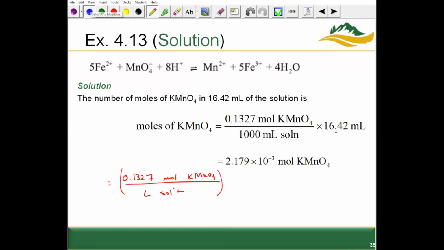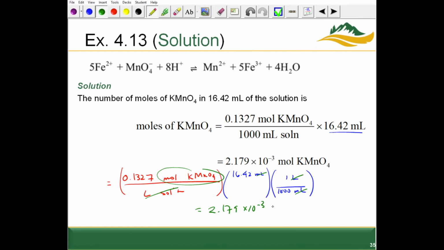Now to incorporate the volume here, let's convert liters of solution into milliliters or vice versa, either way. Let's actually keep this in liters. So we'll say 16.42 milliliters of solution. These are not yet canceled out. So let's convert 1,000 milliliters per 1 liter, leading to liters of solution canceling out, mL canceling out. Here we'll just have moles of potassium permanganate. That comes out to 2.179 times 10 to the negative third moles of potassium permanganate.